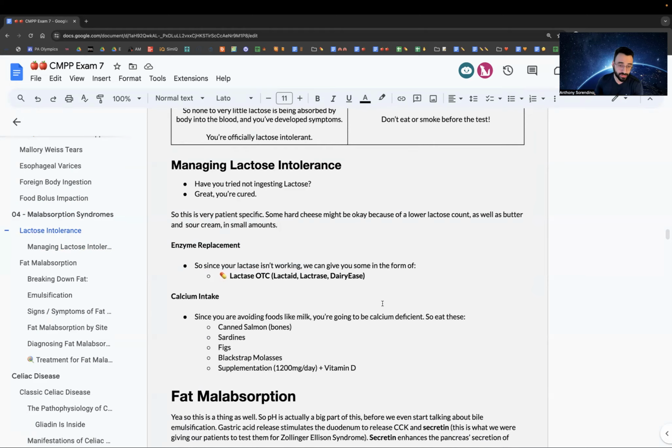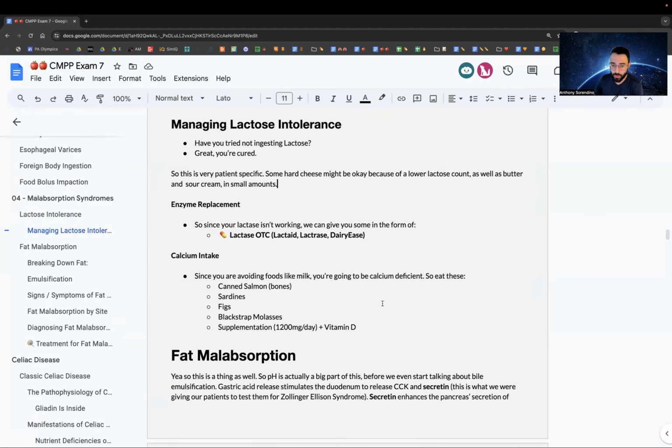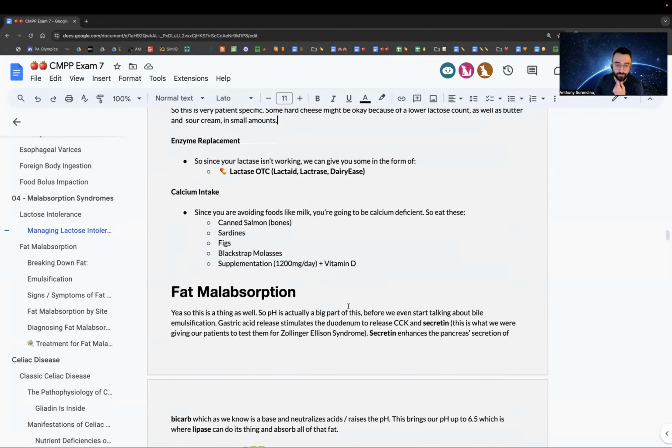But because your lactase enzyme isn't working, we can give you some in the form of lactase over the counter. So this is your Lactaid, your Lactrase, your Dairy Ease. And then we're also going to give you some calcium because you're avoiding foods like milk. You're going to be calcium deficient. So where else can you get calcium? Canned salmon, sardines, figs, blackstrap molasses. And you also want to do some supplementation with calcium, and then you can add in some vitamin D as well.